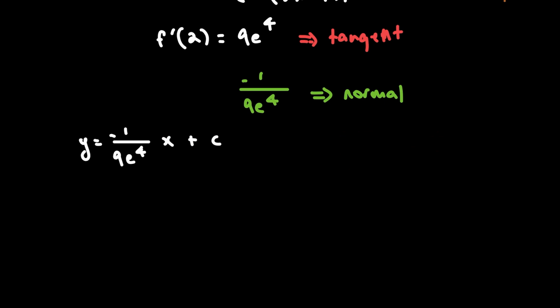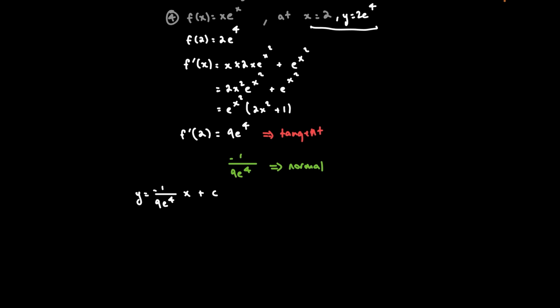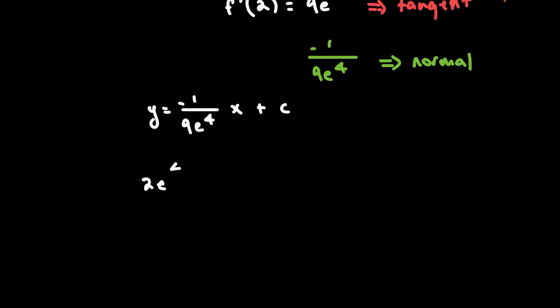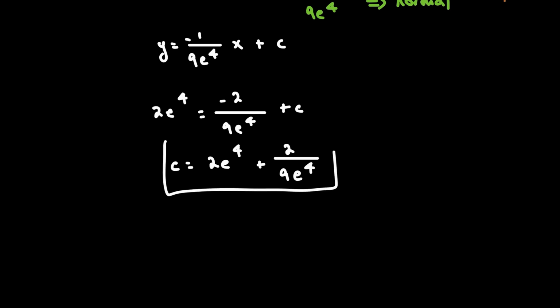Continuing on, we need to work out the value of c. Did we work out the y value? Yes, we did, 2e to the 4. So 2e to the 4 is y, and x equals 2. The math does get pretty complicated, but it's fine, it's not that bad. First thing I'm going to do is rearrange everything for c. So c equals 2e to the 4 plus 2 over 9e to the 4. Now, if you want, you can just keep it like this. There's nothing wrong with it. This is the value of c.